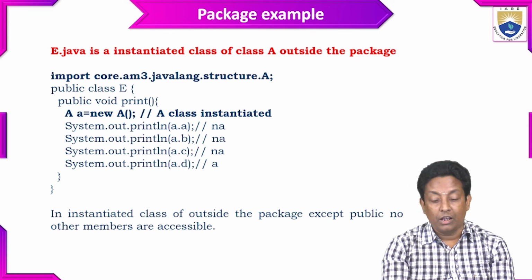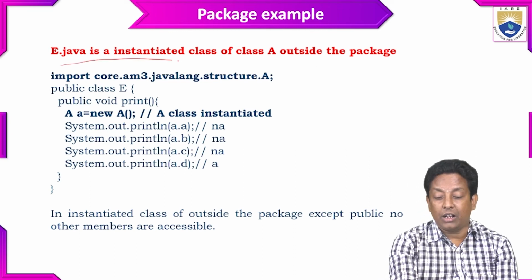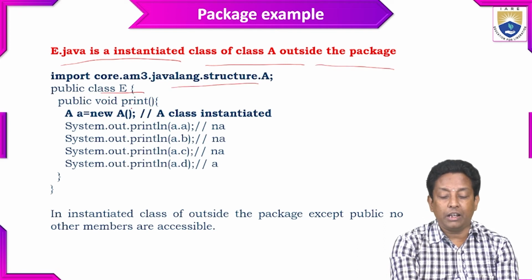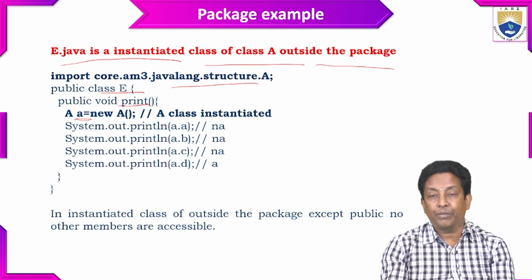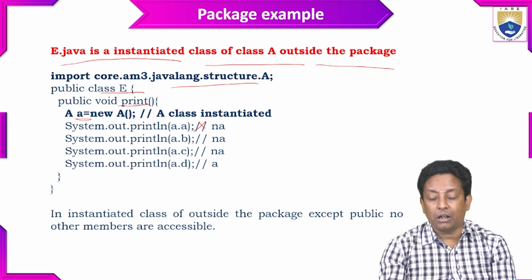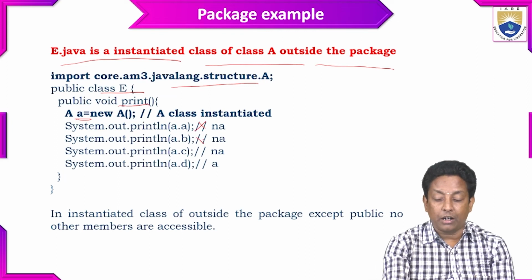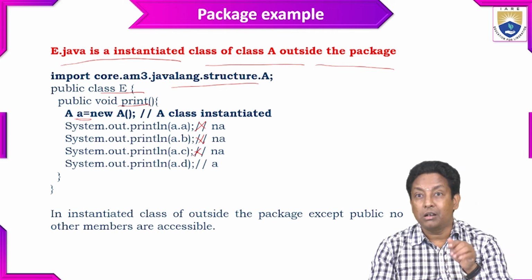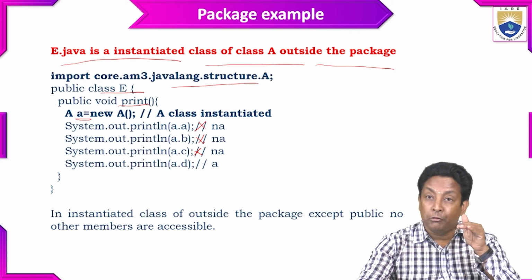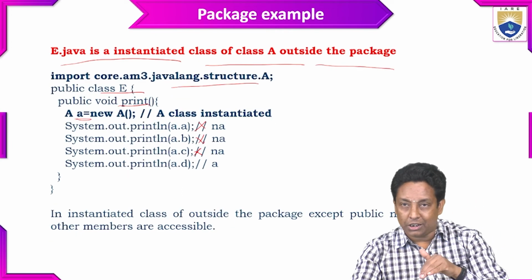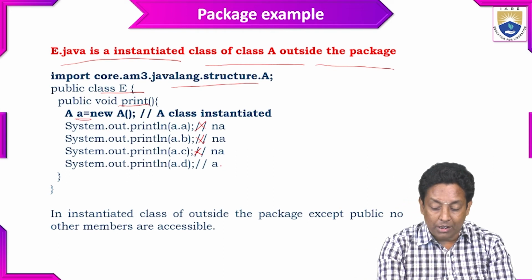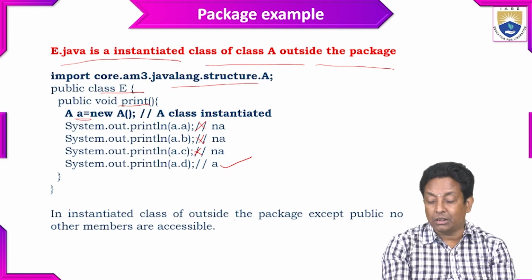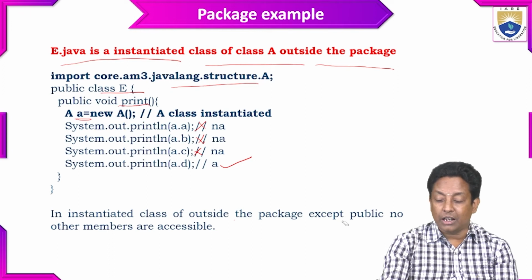Now coming to E, outside the directory. E.java instantiates class A outside the package. Here also we are importing class A, public class A, with the print method. Here we created an object of A. With the object of A, variable A cannot be accessible because A is private. Variable B cannot be accessible because B is a default access variable. C cannot be accessible. C is a protected member. A protected member can come only up to a subclass outside the package, but not to the instantiated class. Only a public member can be accessible anywhere. In an instantiated class outside the package, except public, no other members are accessible.